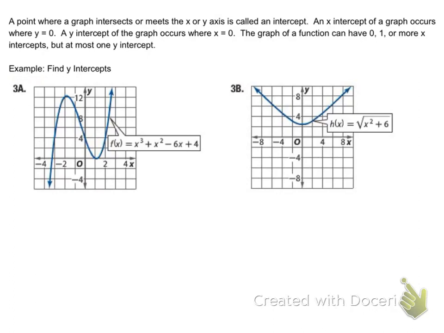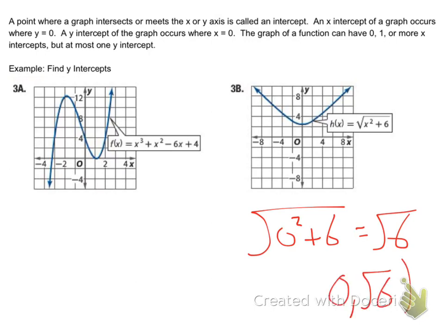Same thing here. If I'm looking at this graph, it looks like it's just under 3, above 2, maybe something like 2.25. To figure this out, I can plug 0 in, and 0 squared plus 6 is still 6, so that's the square root of 6, and the square root of 6 I do believe is like 2.4 something. So that's how we could find that. So it would be (0, square root 6) to be exact.